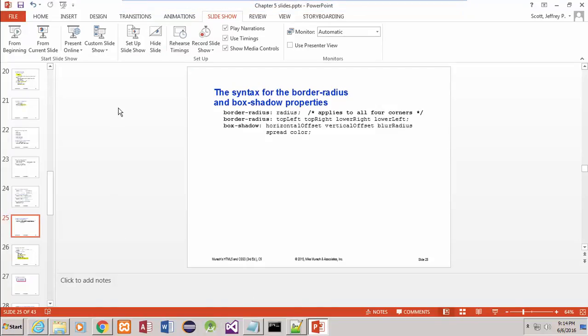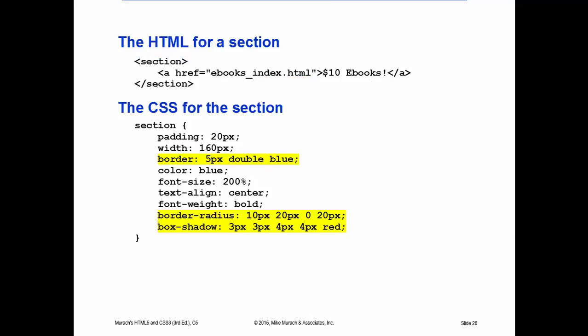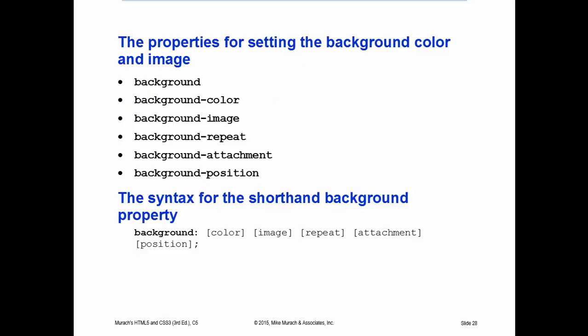All right. So the next thing that's discussed in the book here is how to set background colors in images. The properties for setting background color and image are shown here. Background, which allows you to set everything below it, in other words, color, image, repeat, attachment, and position. Color, to specify the color of the element's background. Image, if you want an image for the background.